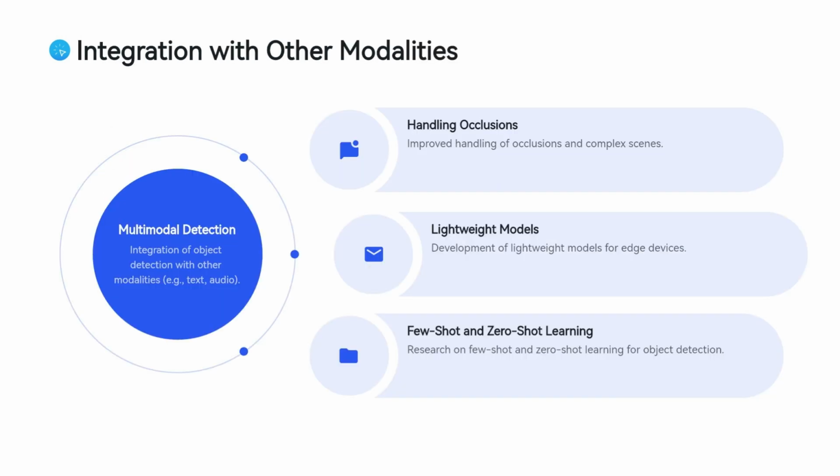The future of object detection is filled with exciting possibilities. Multimodal integration. Future systems will integrate object detection with other modalities like text and audio, creating more comprehensive AI systems. For instance, detecting objects while simultaneously understanding context through associated text could improve applications like image captioning and video analysis.